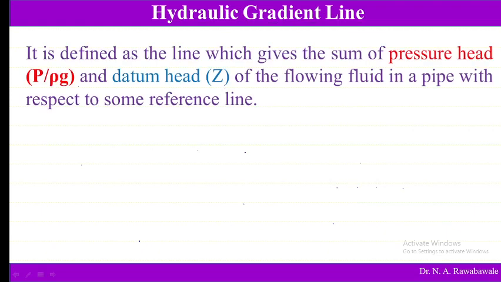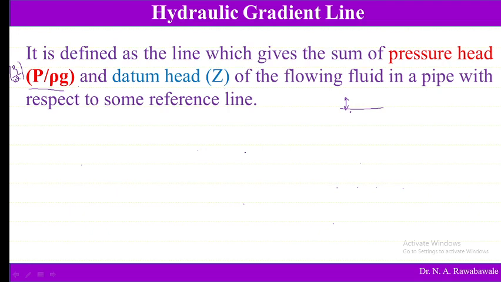This hydraulic gradient line is defined as the sum of pressure head, that is P divided by rho g. Sometimes we call this P divided by W, that is weight density. So rho g is nothing but weight density, and the datum head Z of a flowing fluid in a pipe with respect to certain reference lines. So we take one datum line, and from this datum line we add these two energies, that is pressure head and this datum head, and the total head which we obtain is known as the hydraulic gradient line.